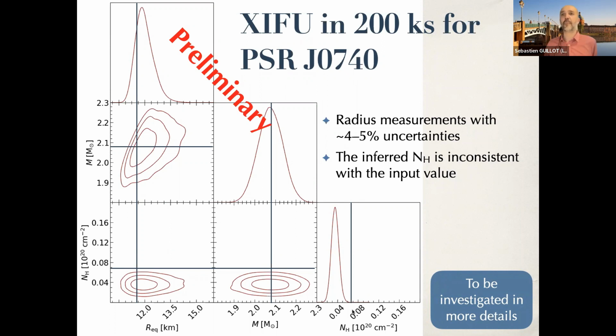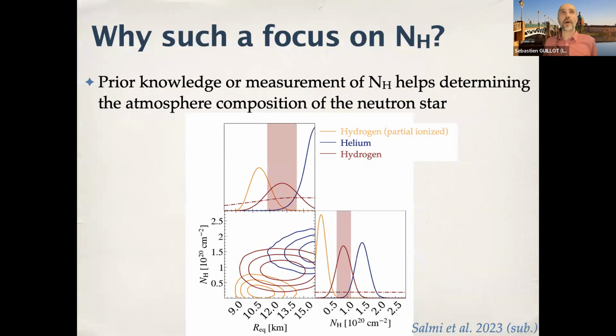This should be done. And so why do I focus so much on NH? I've been talking about NH a lot, and it's because knowing NH would help tell what is the atmospheric composition of the neutron star.